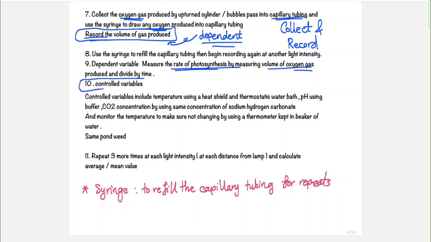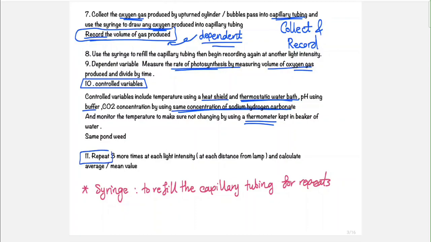And of course, controlled variables. Controlled variables include temperature using a heat shield and the thermostatic water bath, pH using buffer, carbon dioxide concentration by using the same concentration of sodium hydrogen carbonate, and monitor the temperature to make sure it's not changing by using a thermometer. All these were some points.